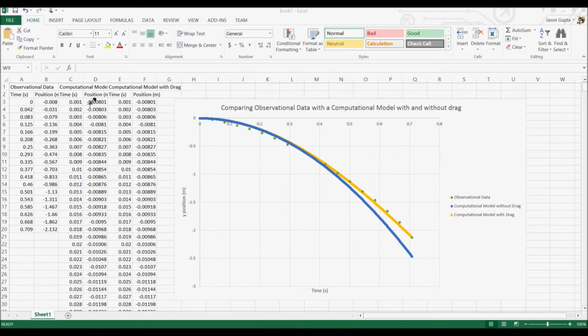As you can see, here I've used Excel to plot our observational data, represented by the green dots, with the computational model with and without drag. In the without drag model, in the blue, the position of the ball is overpredicted since it does not account for the drag force slowing down the ball. In the model with drag, it follows our observational data far closer, as it accounts for the air resistance that is working against the weight force.